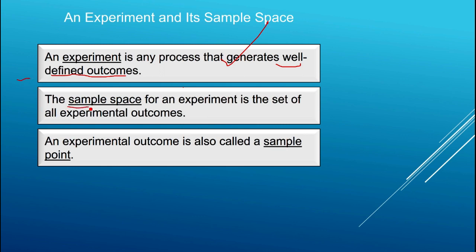The sample space, then, is the set of all the possible outcomes of the experiment. An experimental outcome is also called a sample point within the sample space. It is over this sample space that we will define or attach probabilities to the outcomes, and then ultimately define random variables.